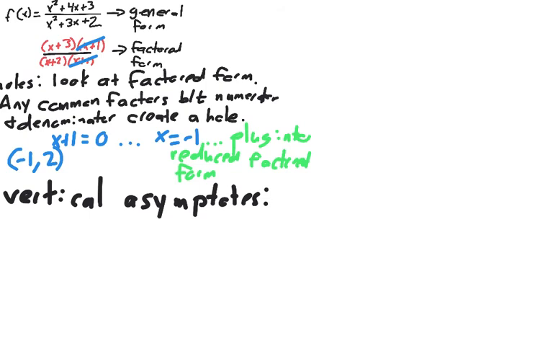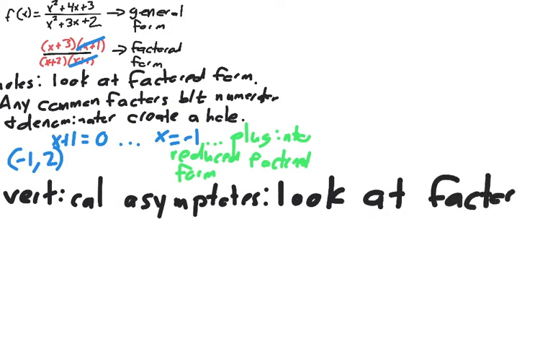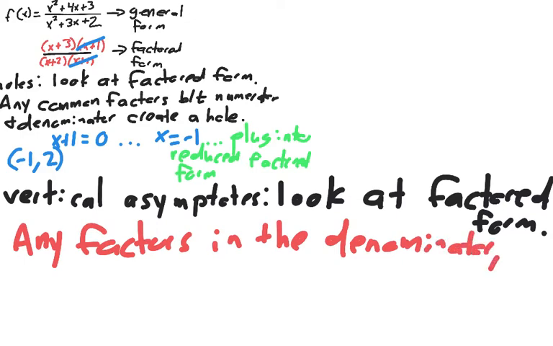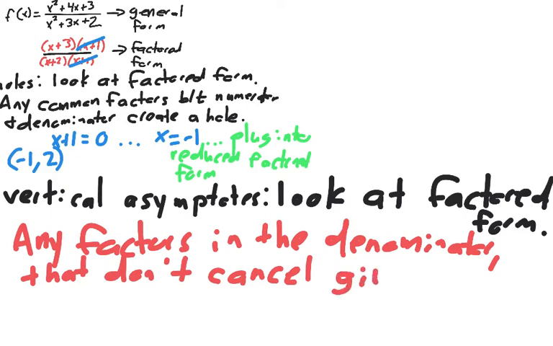So to find the vertical asymptotes, again, we're going to look at factored form. Looking at the factored form, any factors in the denominator that don't cancel gives a vertical asymptote.